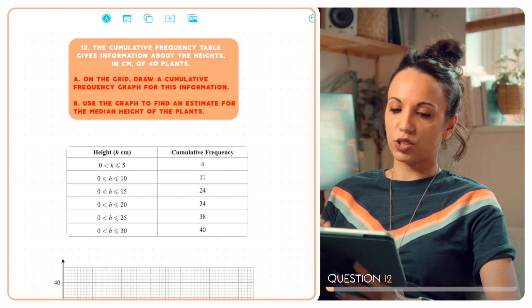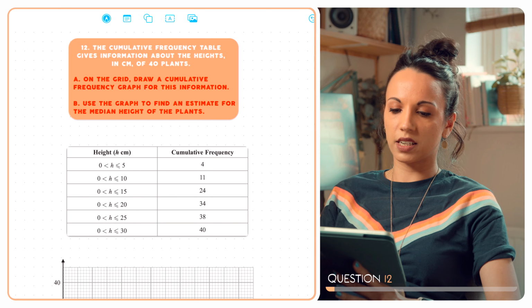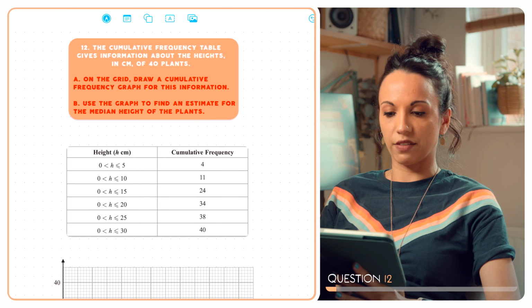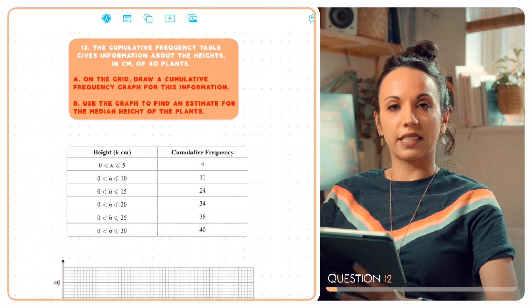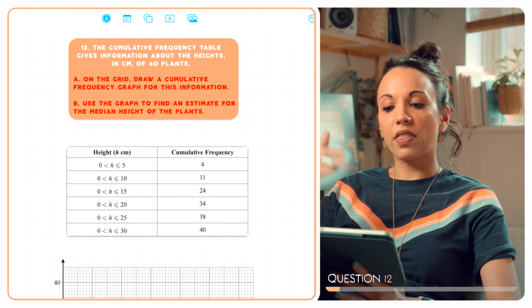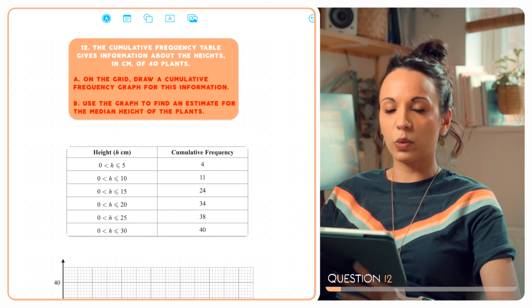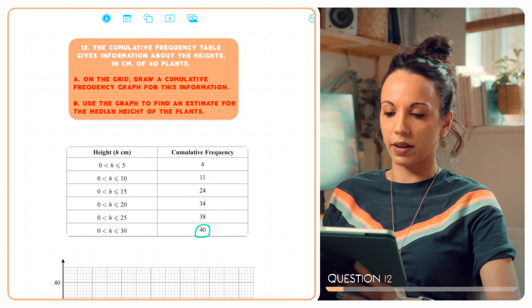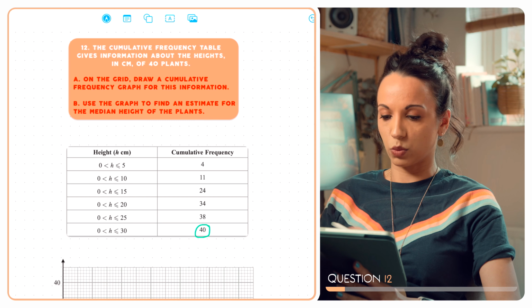So if we have a look at this chart here, we'll see that the first section says the height of 0 to 5, and there are 4 plants. So what that means is up to and including the height of 5, we've got 4 plants. But then up to including the height of 10, we've got 11 plants. So we're adding them up as we go along, and that means that our final number, we should have our total number of plants, which is 40.